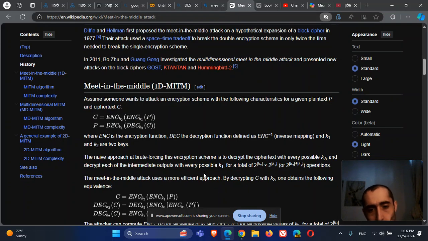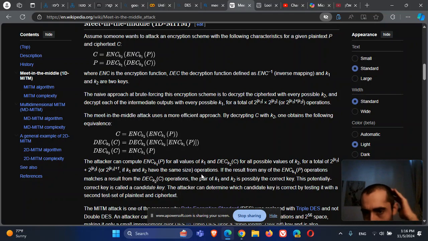Instead of brute forcing this encryption scheme, decrypting the ciphertext with every possible key, the meet in the middle attack uses a more efficient approach by decrypting C with K2. One obtains the following equivalence: C equals encryption K2, encryption K1 of P. This is the normal. Now, decryption K2 of C equals encryption K1 of P. This is logical. Now, decryption of K2 of the ciphertext equals encryption K1 of the plain text. This is smart.